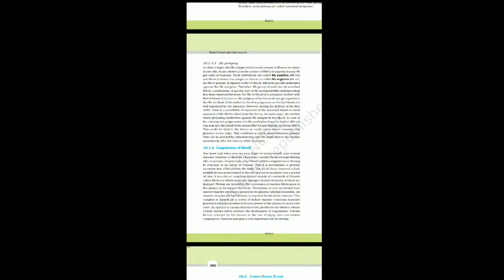A special case of Rh incompatibility (mismatching) has been observed between the Rh-ve blood of a pregnant mother with Rh+ve blood of the fetus. Rh antigens of the fetus do not get exposed to the Rh-ve blood of the mother in the first pregnancy, as the two bloods are well separated by the placenta. However, during the delivery of the first child, there is a possibility of exposure of the maternal blood to small amounts of the Rh+ve blood from the fetus.